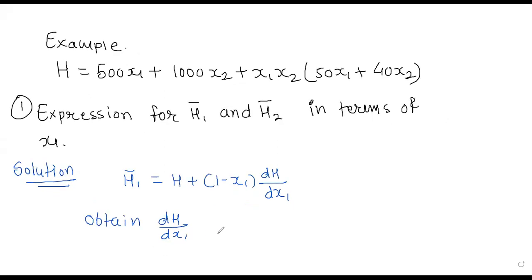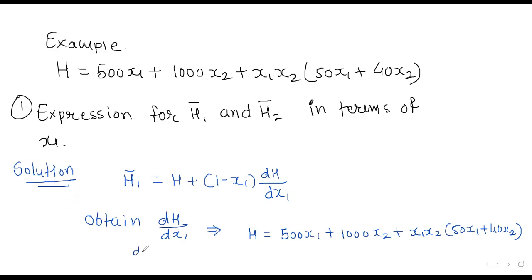So how to obtain dH divided by dx1? We have H equal to 500 x1 plus 1000 x2 plus x1 x2 (50 x1 plus 40 x2). Let's obtain dH divided by dx1. Differentiating with respect to x1, so x1 will be cancelled out, here 500. Now here the differentiation is 1000 dx2 divided by dx1.